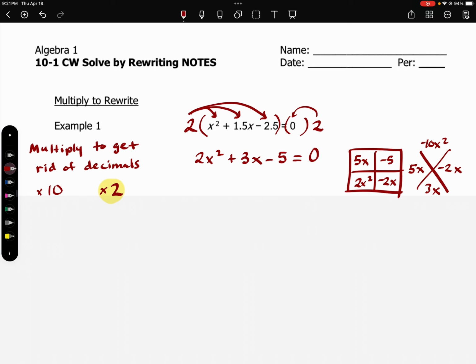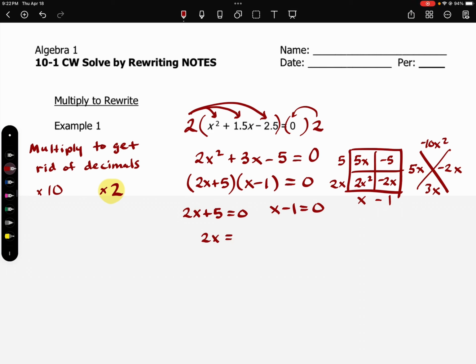Remember, you're looking for the greatest common factors. In this case, on this one, this would be an x, this would be 2x, this would be 5, and then this would be minus 1. So the equation has become 2x plus 5 times the quantity of x minus 1 is equal to 0. And now you can just use your zero product property like you're used to doing to solve for the values of x, right?